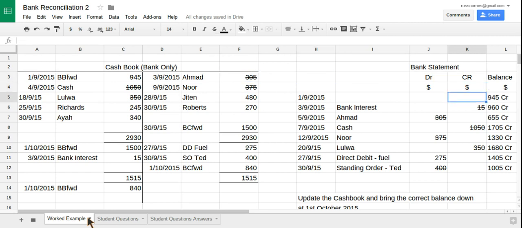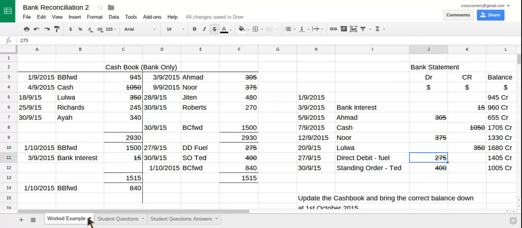Got to remember that in the bank statement, we make a credit entry whenever we pay money in. And that's because the bank statement is issued by the bank and it's from their accounting records. So when we pay money into the bank, for example, $1,050, that increases the amount of money that they owe to us. And similarly, when we pay money out of the bank, so Ahmed here, $305, that's a debit for the bank because it's reducing their liability to us.